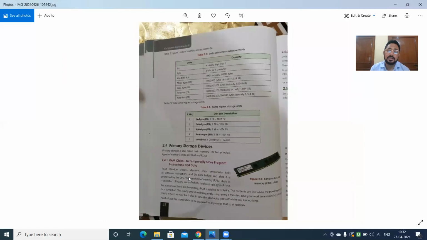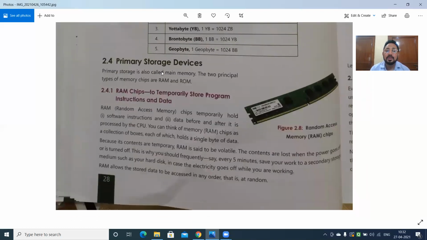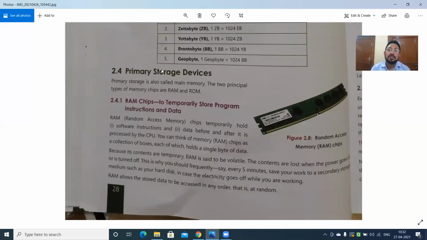Then the next point was primary storage devices. What are primary storage devices? Primary storage is also called main memory. The two principal types of memory chips are RAM and ROM. RAM chips. RAM stands for random access memory.